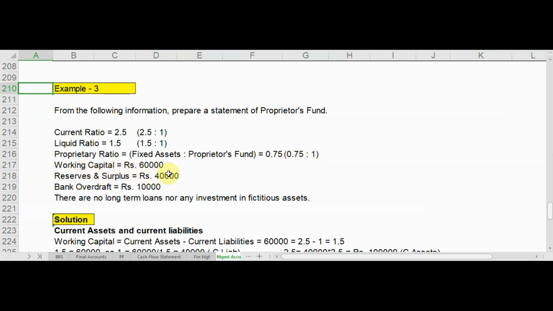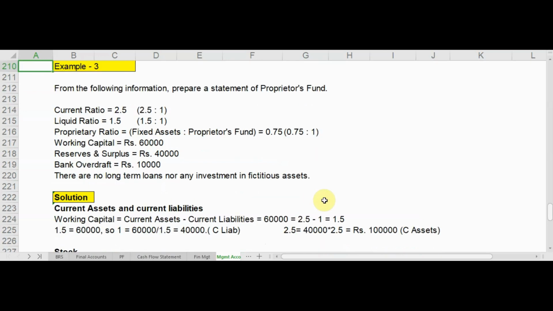Working capital equals 60,000. Reserves and surplus equals 40,000. Bank overdraft equals rupees 10,000. And there are no long-term loans nor any investment in fictitious assets. So, please pause your screen and take down this problem and we will come to the solution.